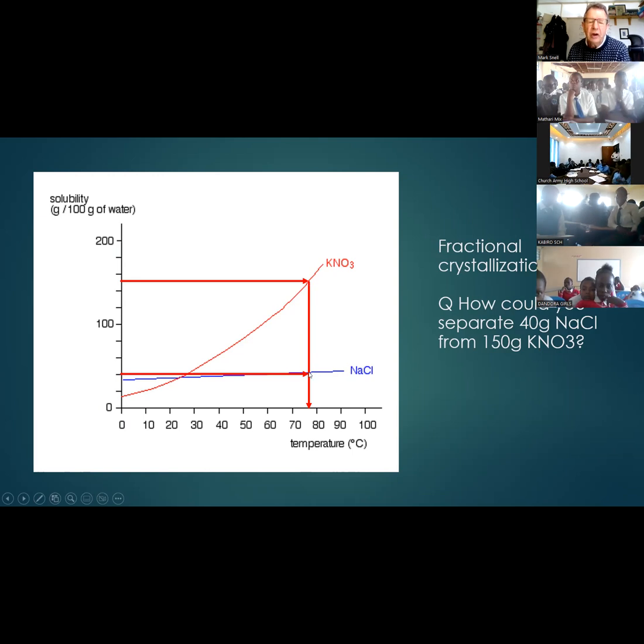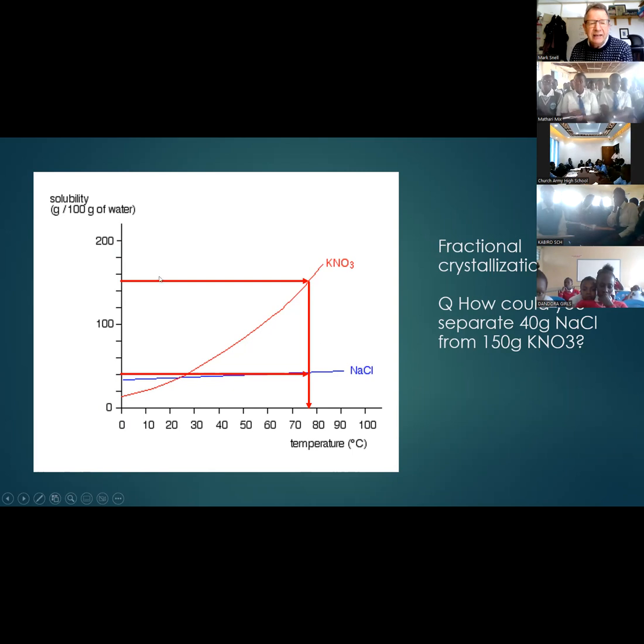As it cools down, the sodium chloride stays in solution because it is soluble at lower temperatures, mostly soluble because it's just about straight across. Whereas the potassium nitrate, it drops really fast. That means that the potassium nitrate is going to come out of solution. I will see crystals forming. Now, some of the crystals will be sodium chloride, but hardly any of them. And this is how it works.